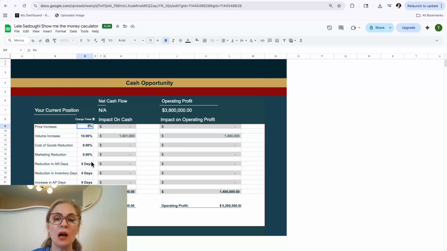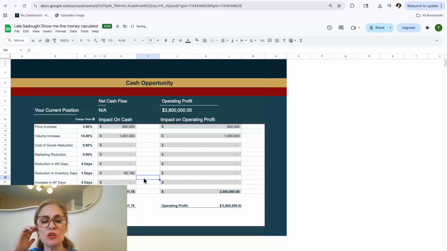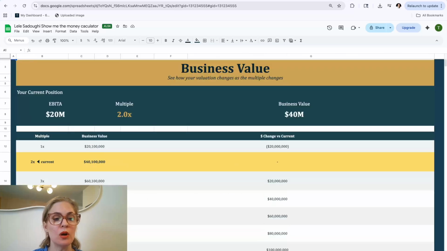And then because people are going to be buying more, she would have a reduction in inventory days. Her inventory would turn over faster. Let's just say she reduces it by 5 days. This gives her over $2 million in cash in the first year. But this is not the home run. The home run is, right now, her business probably could get a 2 multiple. So it makes about 20 million top line, so the business value is probably around 40 million.